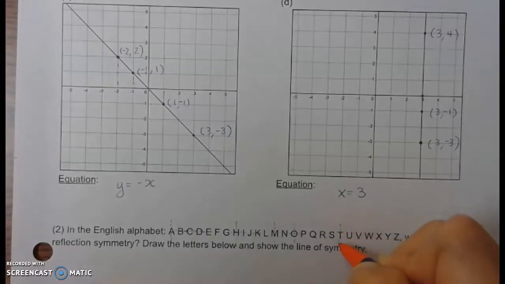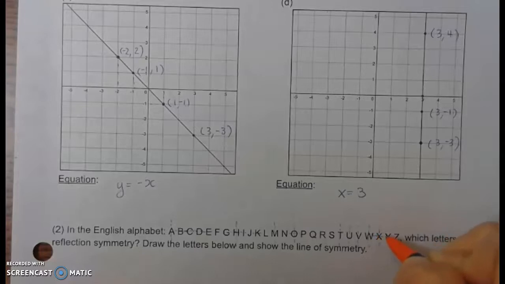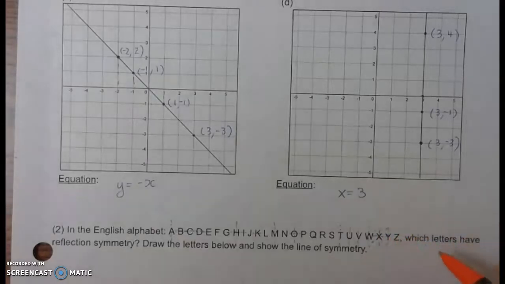T, there is a reflection symmetry. U, there is a reflection symmetry. V, yes. And W and X would work in many different ways. Y, you would have that, and Z, there's none.